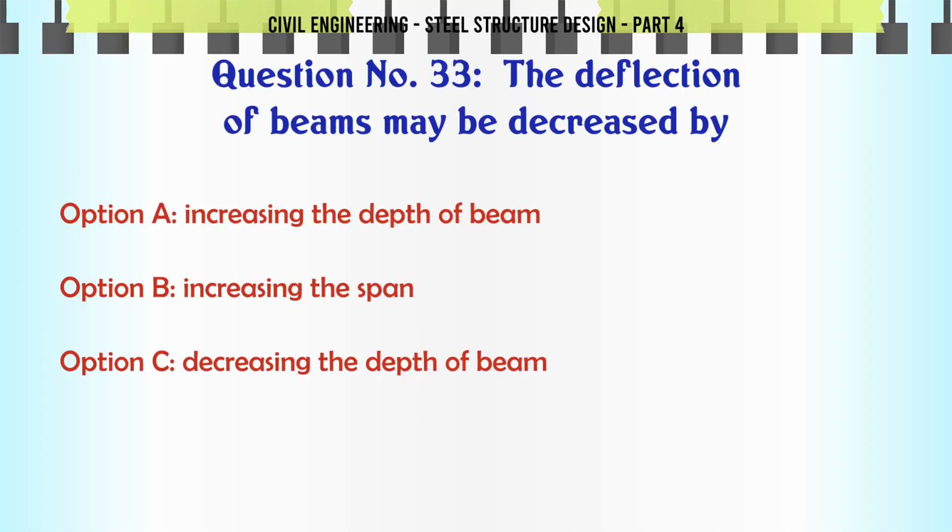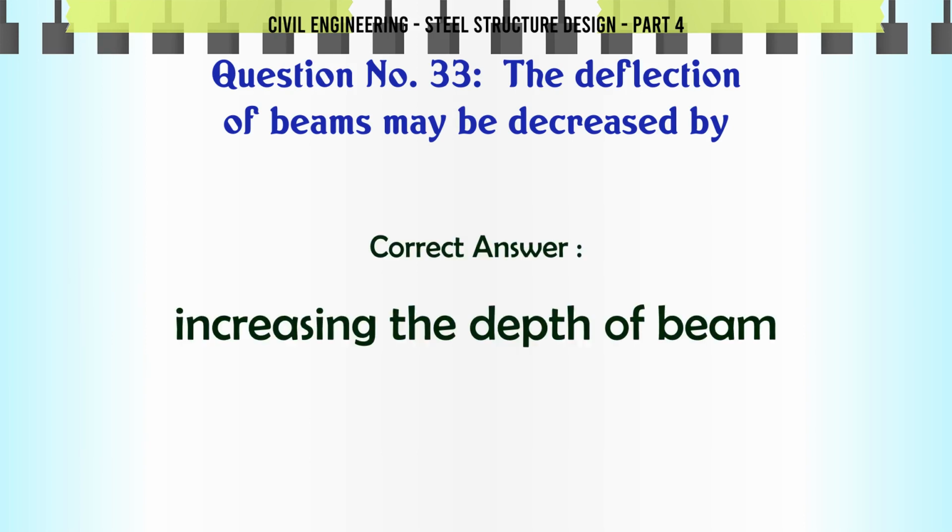The deflection of beams may be decreased by A. increasing the depth of beam, B. increasing the span, C. decreasing the depth of beam, D. increasing the width of beam. The correct answer is increasing the depth of beam.